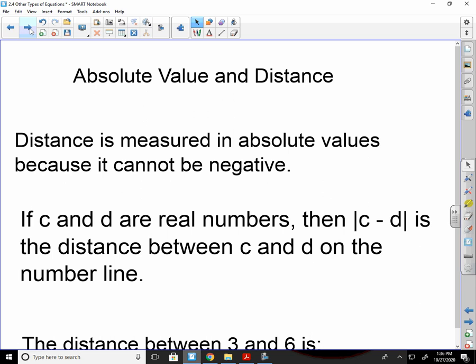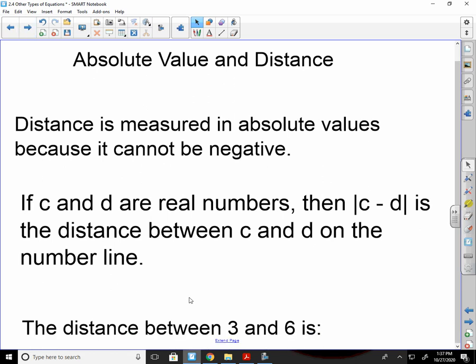I can walk from here to Ambridge backwards. I didn't go a negative distance. I still went a positive distance. That's because distance is measured in absolute values. It can never be negative. So if c and d are real numbers, then the absolute value of c minus d is the distance that's between c and d on the number line.